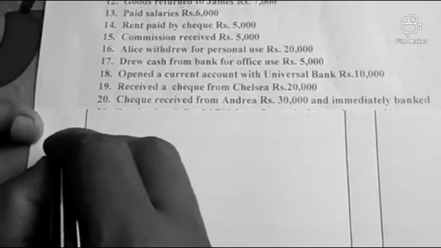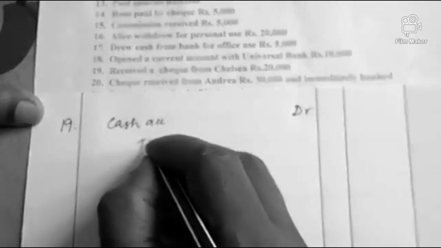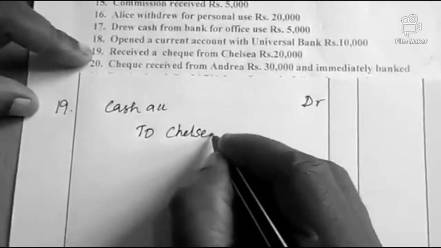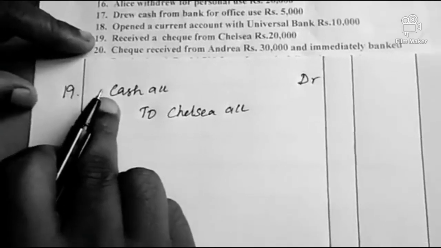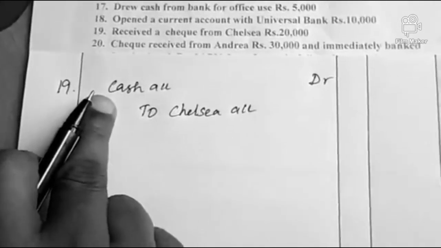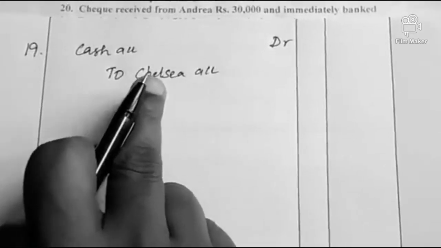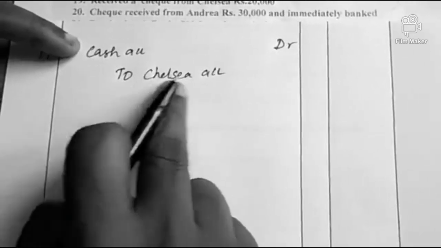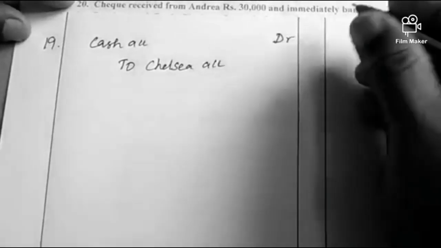So what is the entry for this transaction? Cash account debit to, from whom have you received a check? From Celsia, to Celsia account. See, when you receive a check, treat it as cash. So when you receive cash, what is the entry? What comes in? Cash comes in. The real account rule is debit what comes in. Cash comes in. Personal account. Celsia is a person, no. What is the personal account rule? Debit the receiver, credit the giver. You have received a check, or you have received cash, from Celsia. So here Celsia is a giver. So the giver is credited: to Celsia account. How much? 20,000.